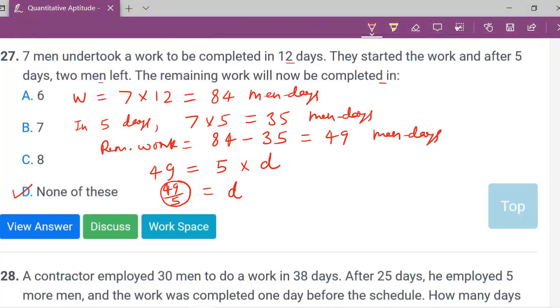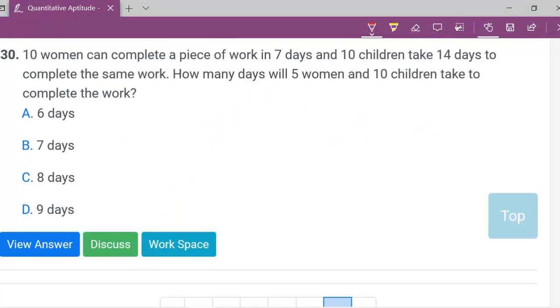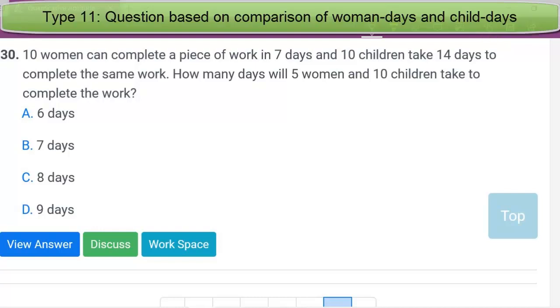So here we have another type of question. In this question, 10 women can complete a work in 7 days and 10 children take 14 days to complete the same work. How many days will 5 women and 10 children take to complete the work? So again you have to write the total work in terms of women days or in children days. So total work can be written as 10 into 7 is equal to 70 women days, and the same work can also be written as 10 children multiplied by 14 days, because they are taking 14 days, that means 140 child days.